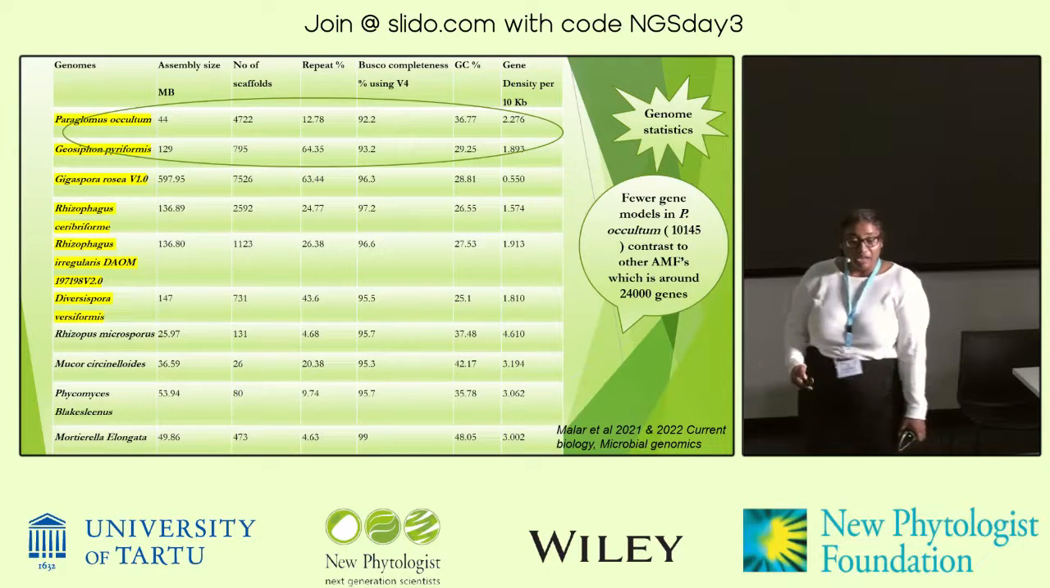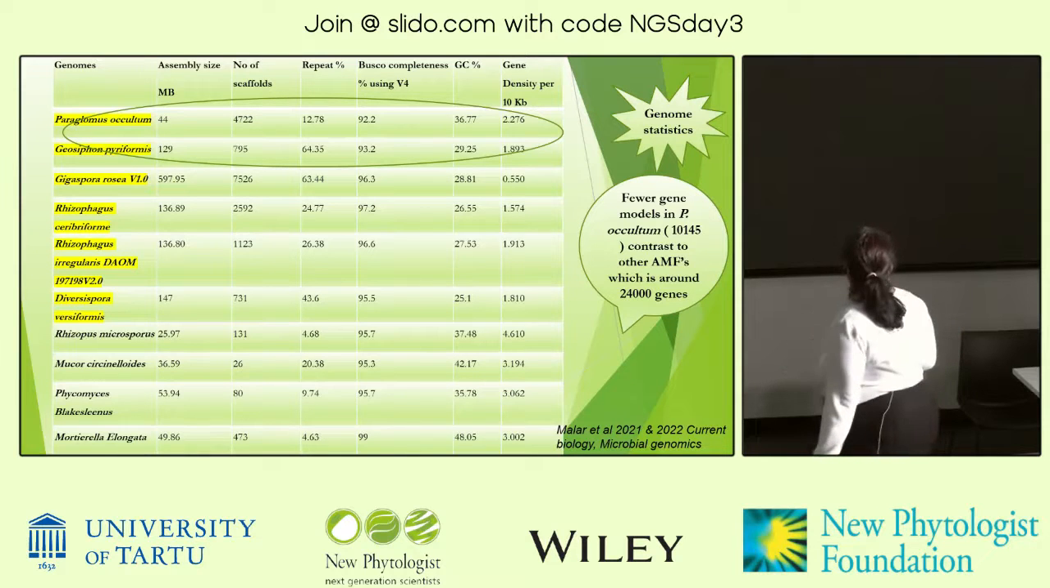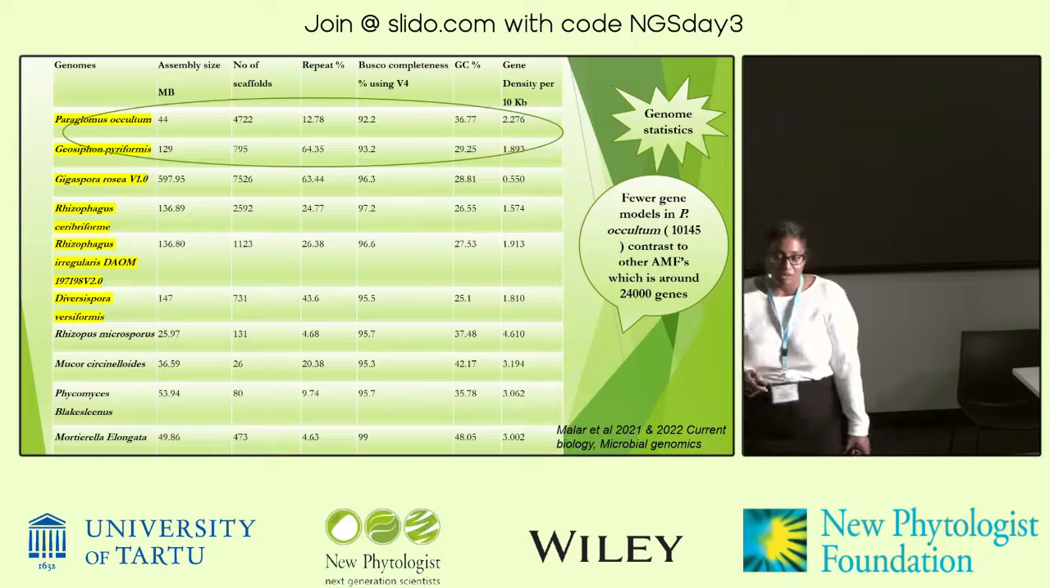Also, Paraglomus had fewer gene models, only around 10,000, whereas all other AMF contain more than 20,000 gene models.